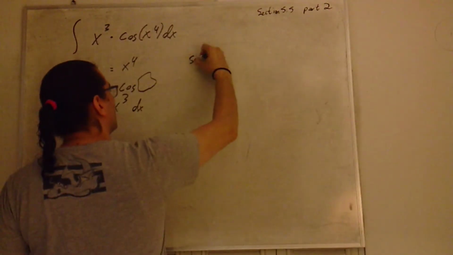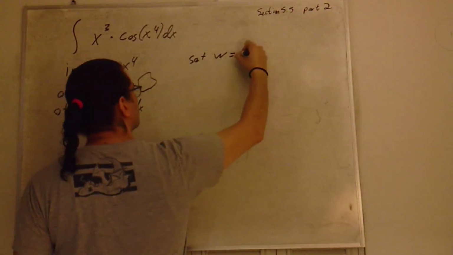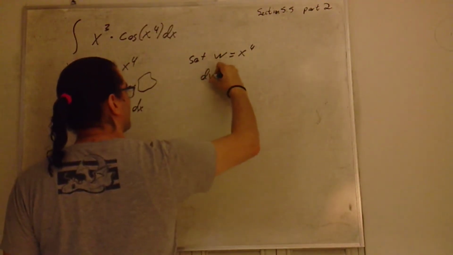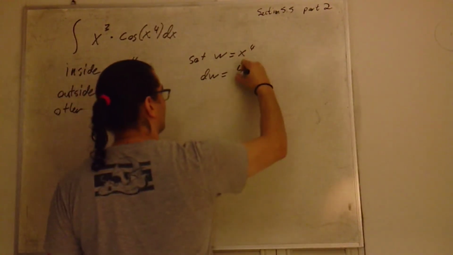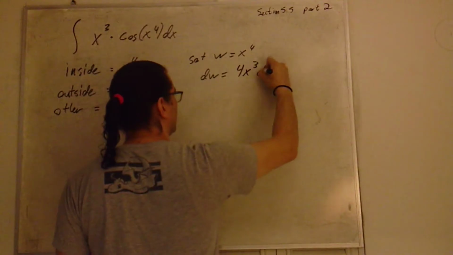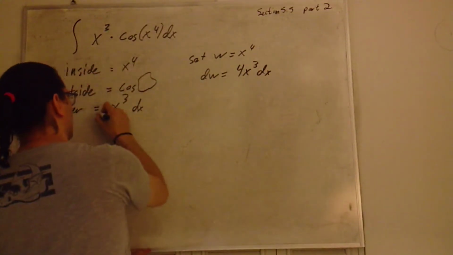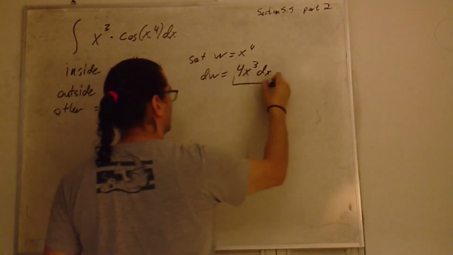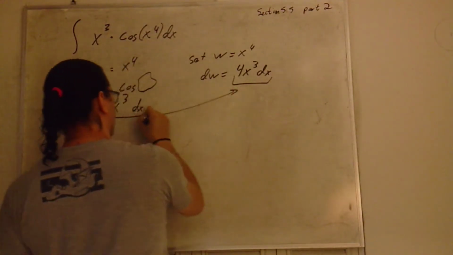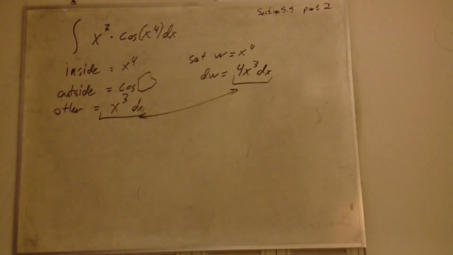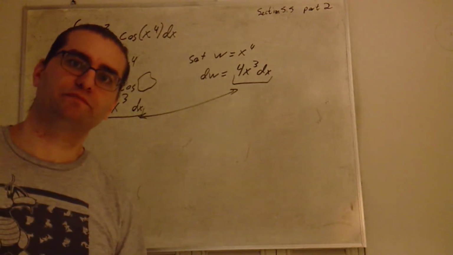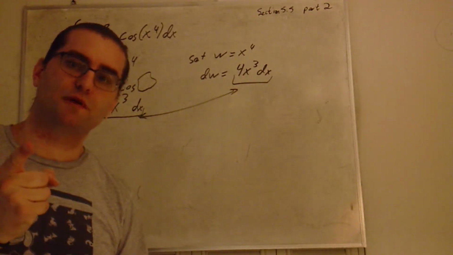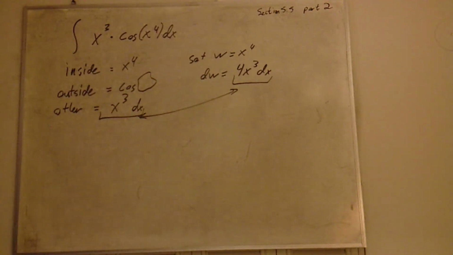Now we're going to set w equal to x to the 4th, and then take the derivative of that. The derivative of x to the fourth is 4x cubed dx. And now we need to look at whether or not these things match. And they don't match. It's going to be a bit of a problem for us. Not a huge problem for us, but a little bit of a problem for us.